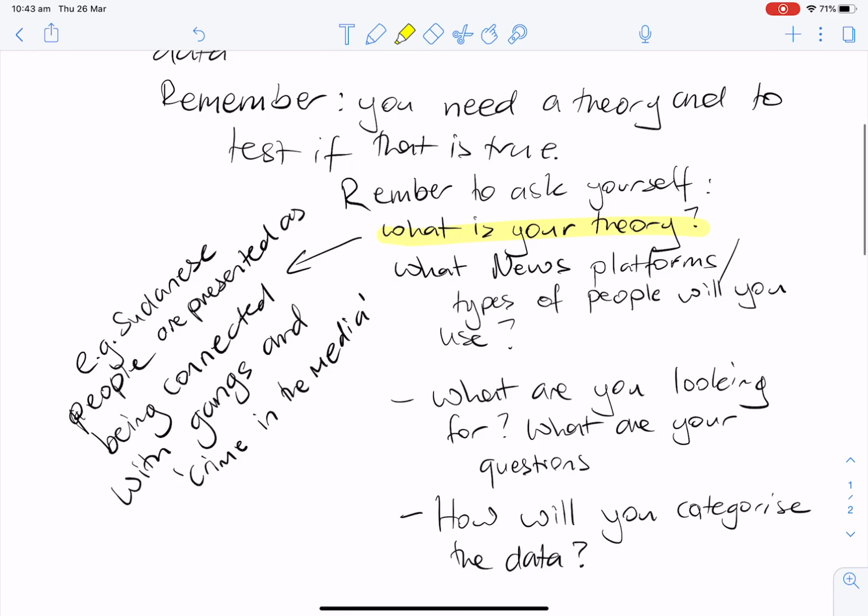Then the next thing you want to do is think about how you're going to find this information. So if you're doing content analysis, what news platforms are you going to use? If you are doing questionnaire interviews, focus groups probably can't be done anymore unless you do it over a platform like Skype, although I wouldn't really recommend it. So you might just want to focus on interviews or questionnaires if that's something you want to do. So what types of people will you use?